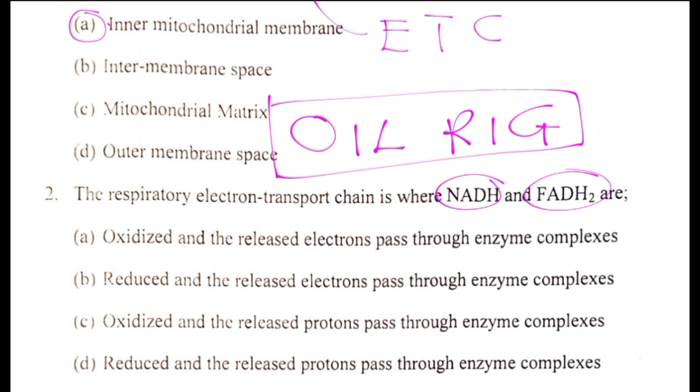So what happens is that NADH and FADH2 are going to lose electrons. NADH is going to give electrons to complex 1. FADH2 is going to give electrons to complex 2. So they are going to lose electrons. What do we call losing electrons? That is oxidation. So we can say that these are going to be oxidized. And the released electrons pass through enzyme complexes. So we know our answer there. Our answer is A.